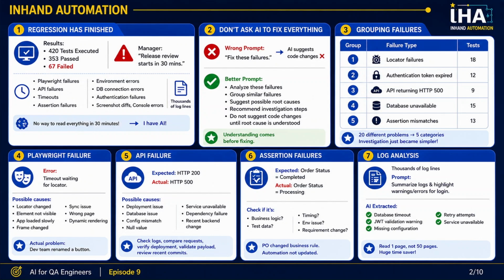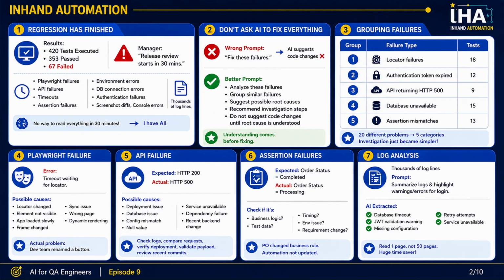So in case of the assertion failure, we can give what is expected and what is actual, and AI will immediately ask, was this a business logic or test data or timing, environment, requirement change? Rahul checks the Jira, and the product owner recently changed the business rule. So automation was not updated, and because of that, this failure came up. And AI helped Rahul to think systematically in this way. So this is how we can get rid of assertion failures.